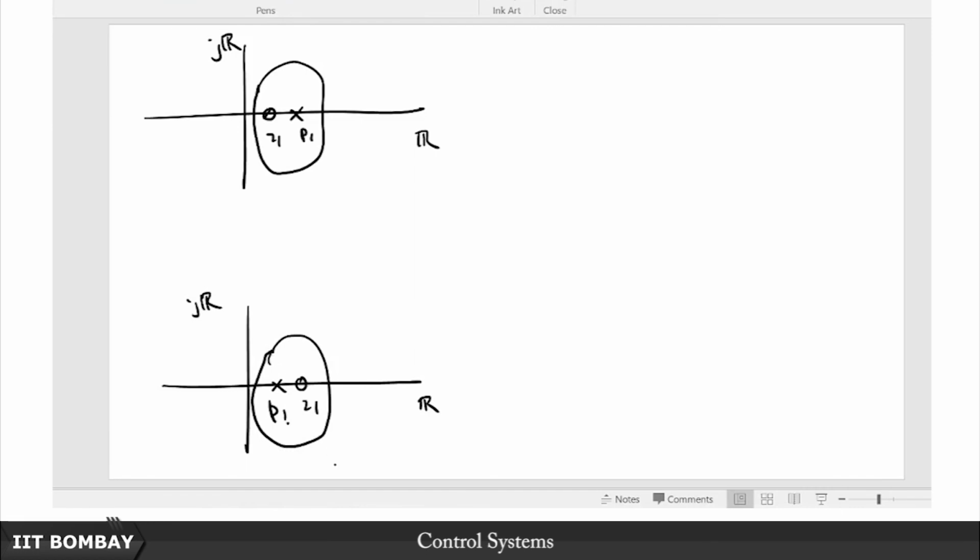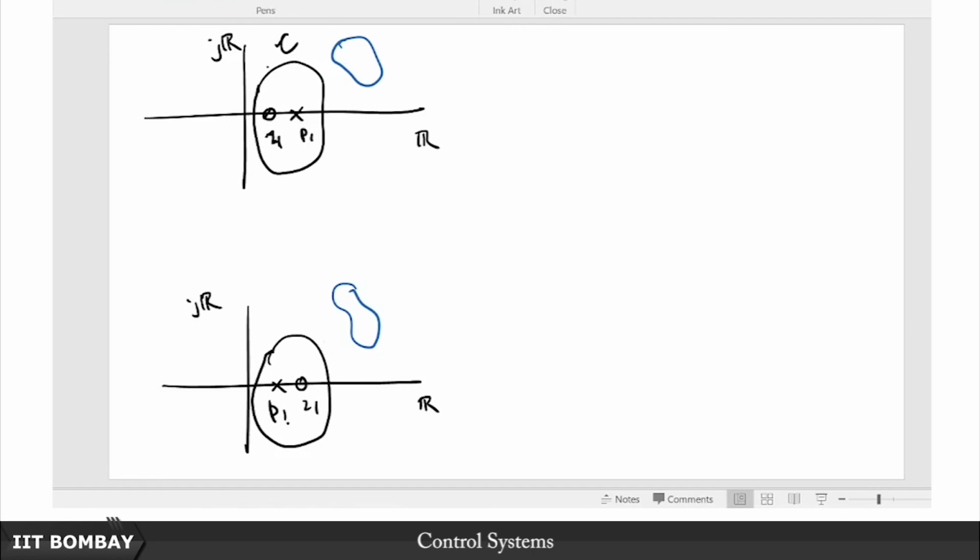Why am I including both of them inside? You see, if I do not include both of them inside, if I were to draw some contour like this here and some contour like this here, it is boring, because I know that once I traverse around this contour, one full rotation, the net contribution due to 1 by S minus P1 is going to be 0, the net contribution due to S minus Z1 is also going to be 0, here also the same thing, so it is boring.